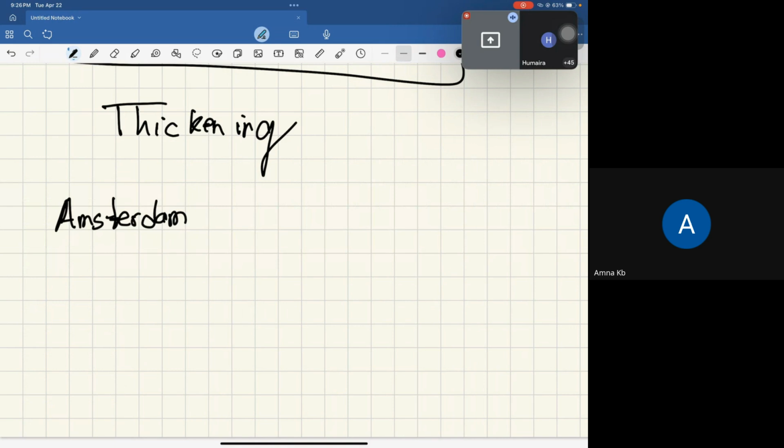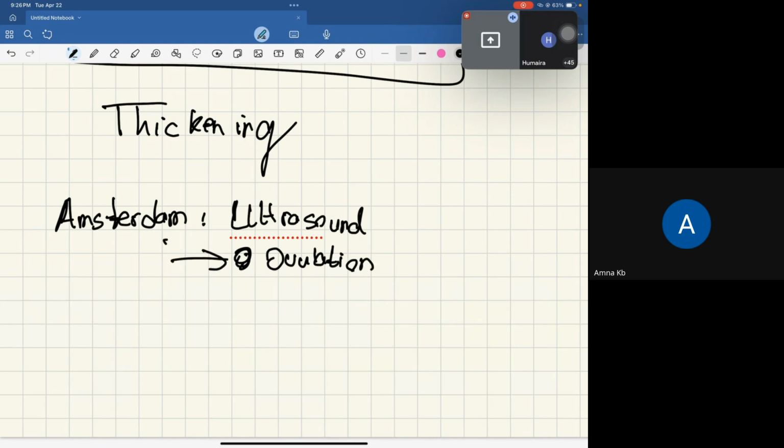So, the Amsterdam criteria say that there should be ultrasound changes, which show cysts in the ovaries. At the same time, there should be ovulation changes, so there should be oligo-ovulation or anovulation, and at the same time, there should be the presence of hyperandrogenism. So if two of these things are present, then we confirm the diagnosis of polycystic ovarian syndrome.